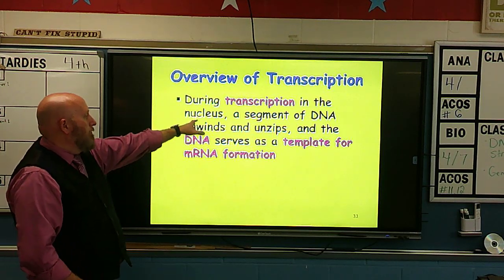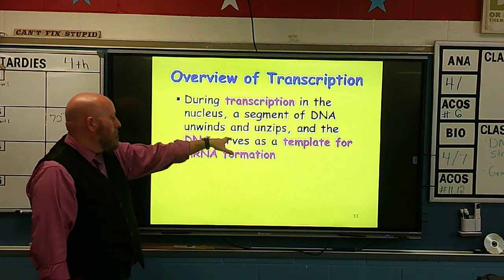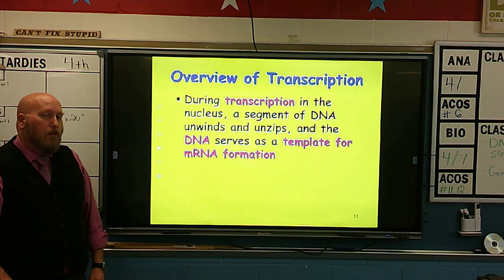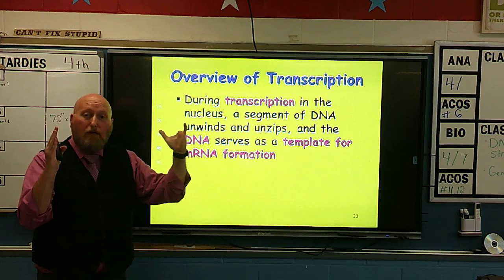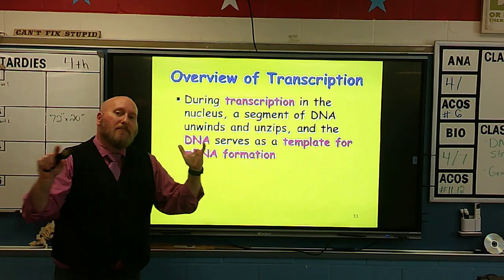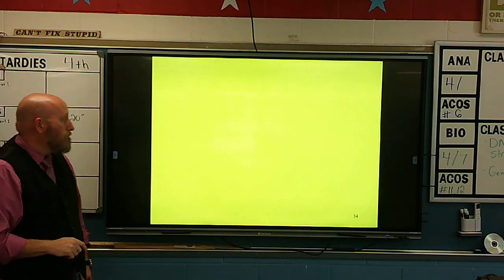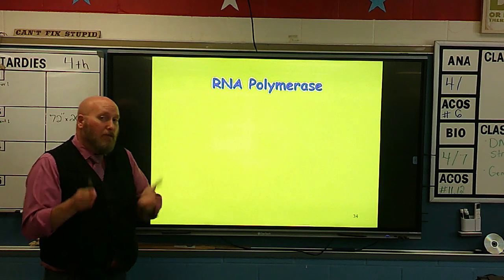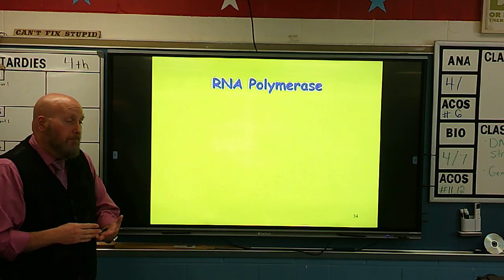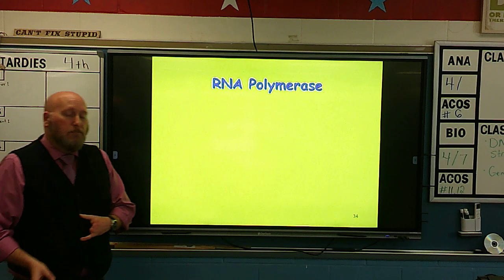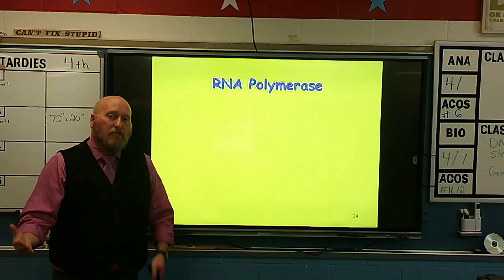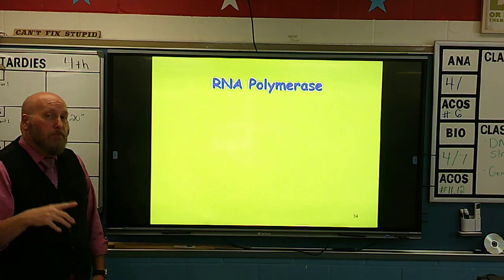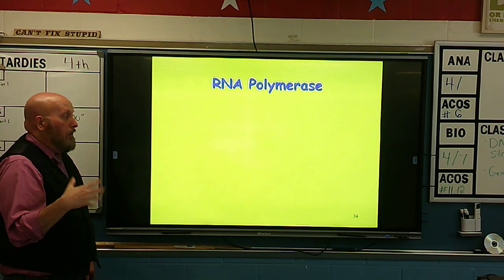So during transcription in the nucleus, a segment of DNA unwinds and unzips, and the DNA serves as the template for the messenger RNA. Okay? We're going to use this section of the whole DNA strand, and we're going to use it to build a messenger RNA molecule. Now, we also have to have an enzyme to build the RNA, and it's called RNA polymerase. Remember, with DNA, we had a DNA polymerase that built the opposite strands of DNA. Here we've got an RNA polymerase that's building the opposite strand on the DNA to make RNA.